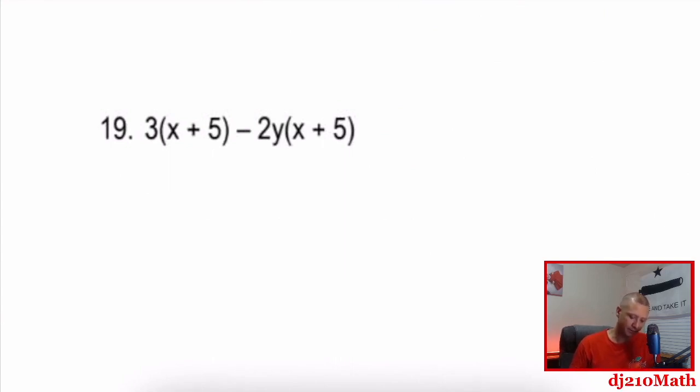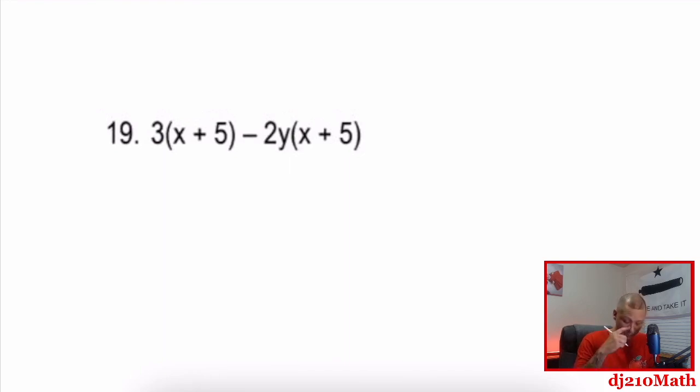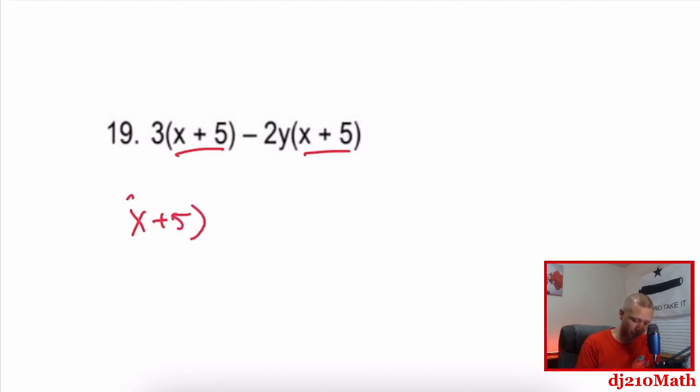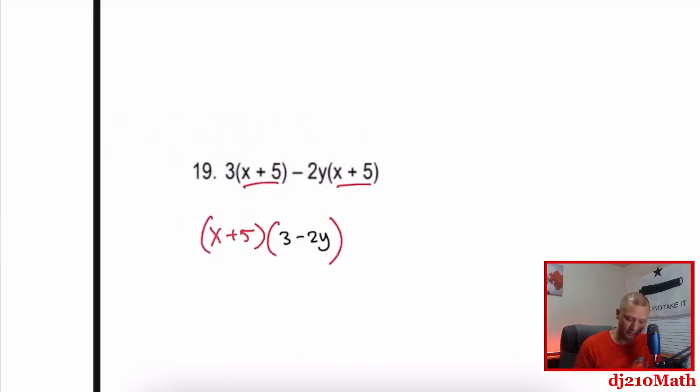Factor completely. So there's two terms. And x plus 5 is common to both. Right? Because we have the first term and then the second term separated by a subtraction sign. So x plus 5. That's what I'm pulling out of both. So what's left behind? 3 minus 2y. And then there's nothing left we can do. That's it.